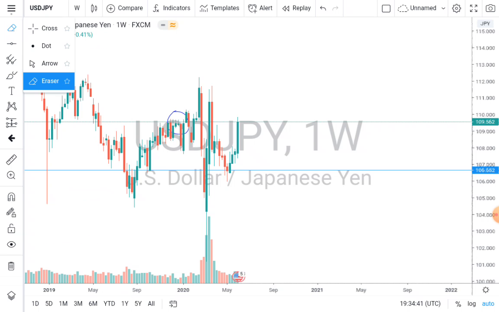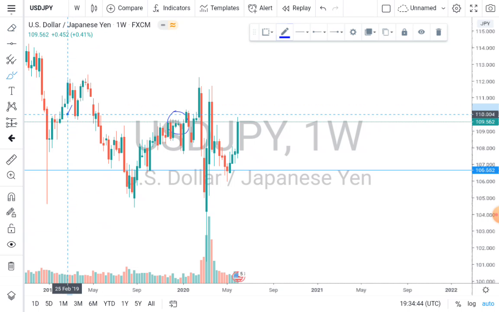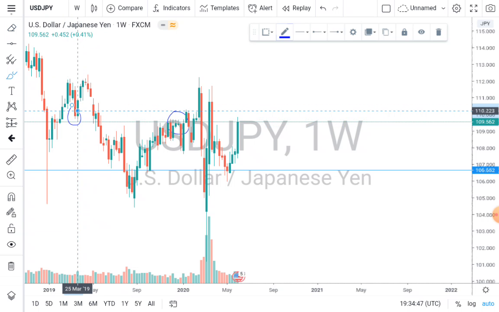Okay, let me add this branch. Looking at this, what was our resistance there? Oh, this was a support level. So basically, now it's what we call previous support turned resistance. And previous resistance turned support when you're looking at a bear market.